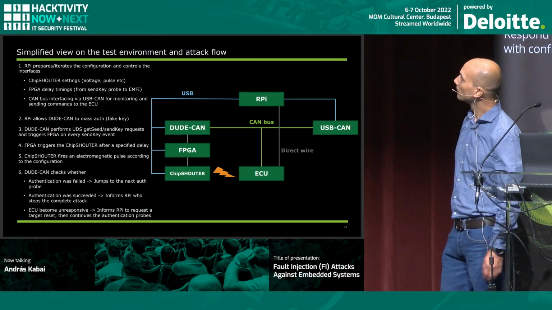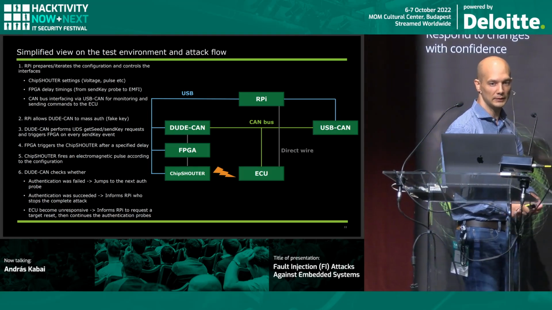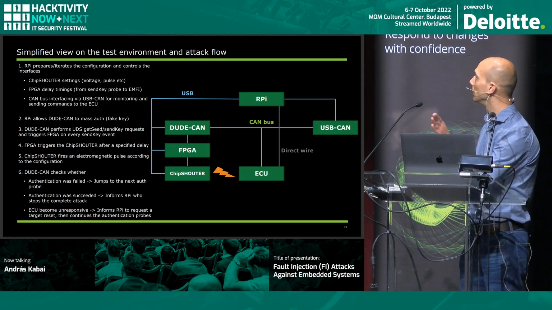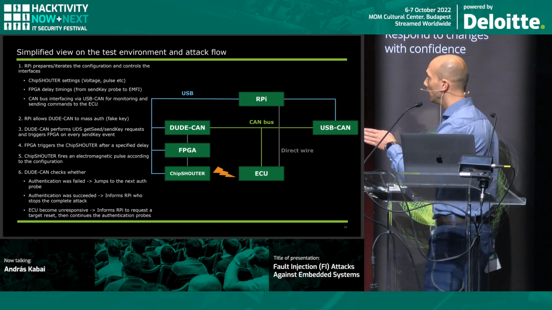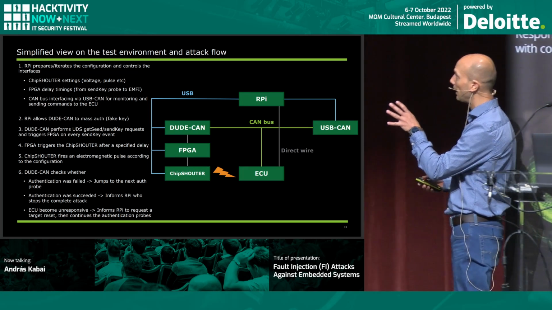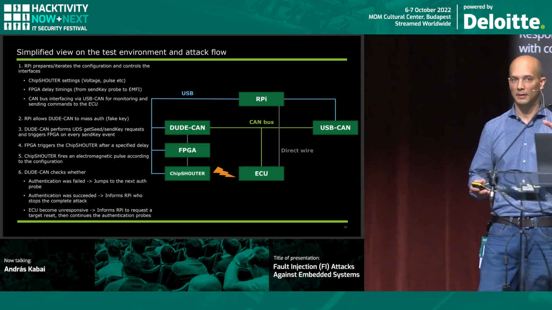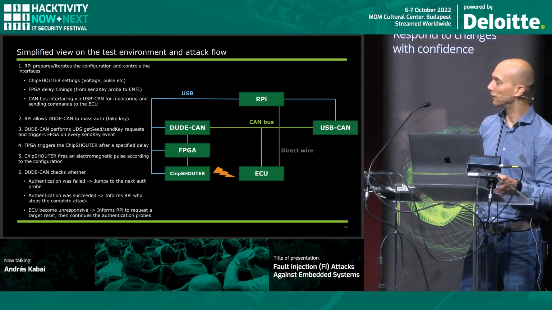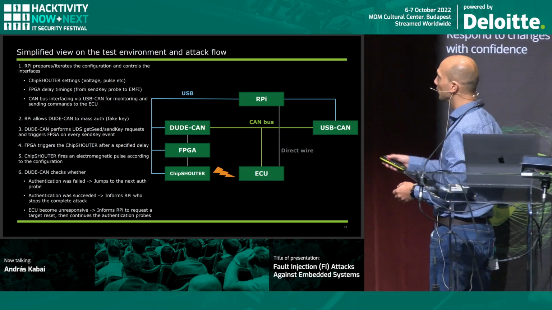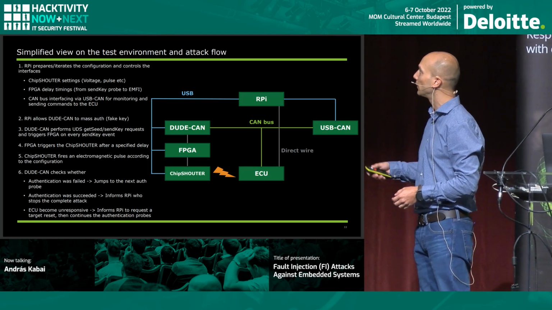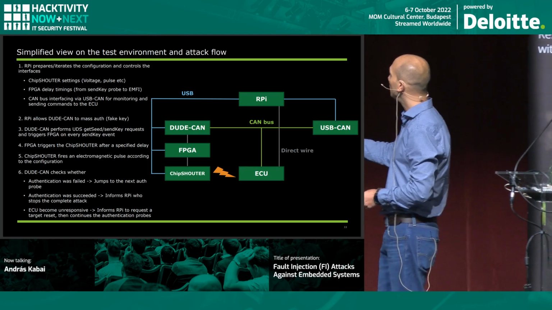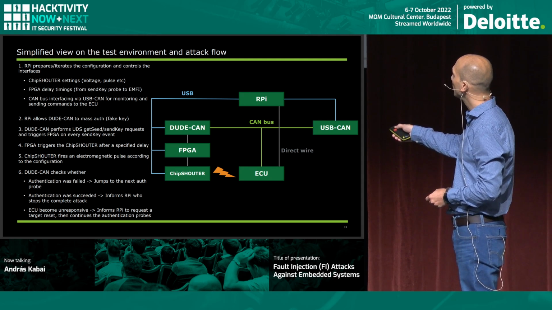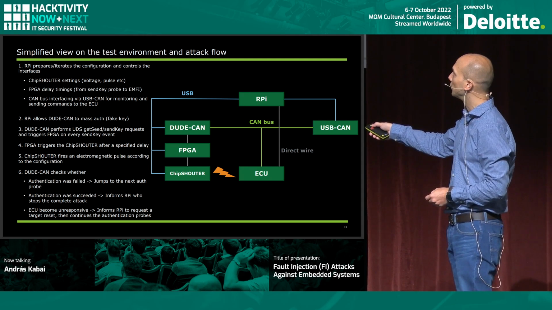So the overview of the setup and the execution flow is the following. Basically, the ChipSHOUTER, the FPGA, and everything is controlled by the Raspberry Pi, the same Jupyter setup but with a different code. And Raspberry Pi launches basically the attack by allowing DoodleCAN to start the authentication. After sending out the authentication probe to the CAN bus, the DoodleCAN also releases a hardware trigger to the FPGA.